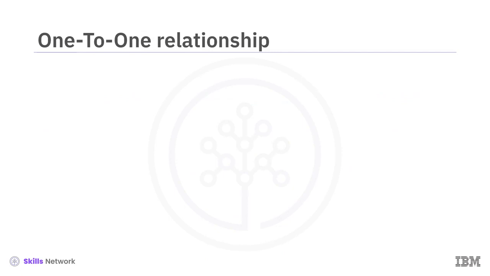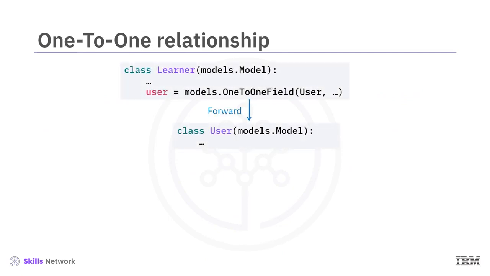Django only requires you to define a model relationship on one side. For example, you only need to define the learner model as having a one-to-one field reference to the user model. This explicit reference is called forward access. Under the hood, Django will create a backward relationship from user to learner, so you can also access learner from the user model. This is an implicit reference, or backward access.